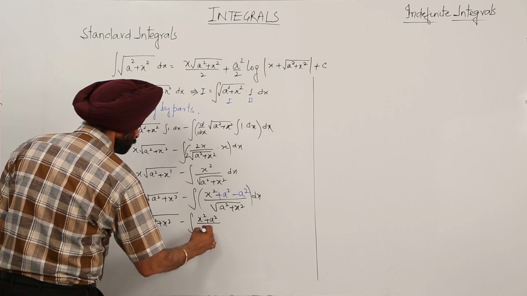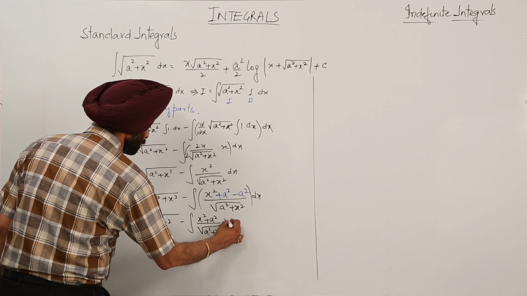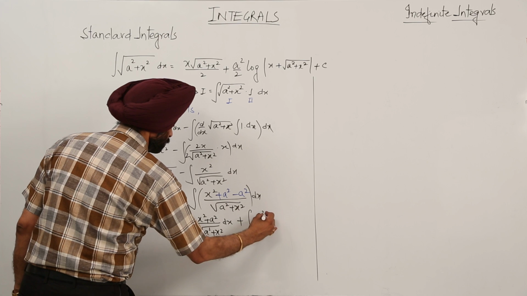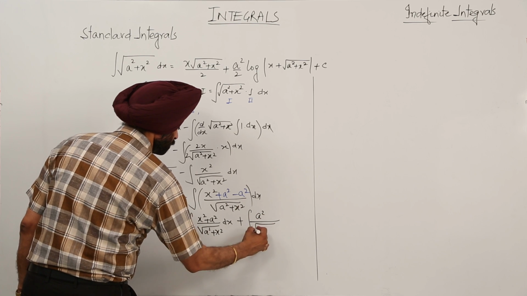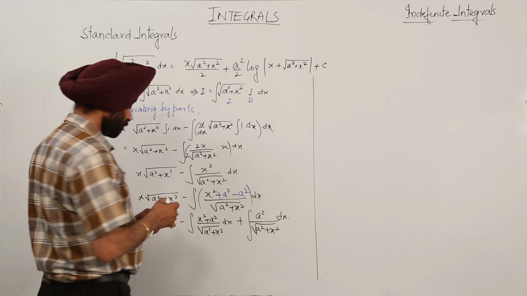Now this becomes x square root of a square plus x square minus integration of x square plus a square upon square root of a square plus x square dx, plus integration of a square upon square root of a square plus x square dx.